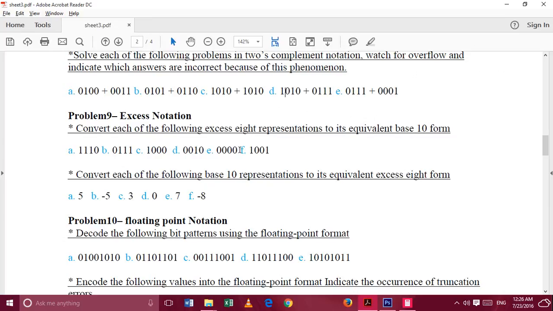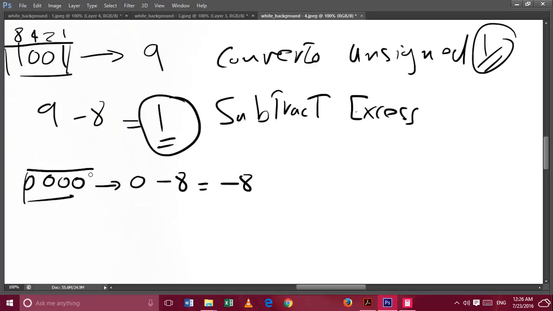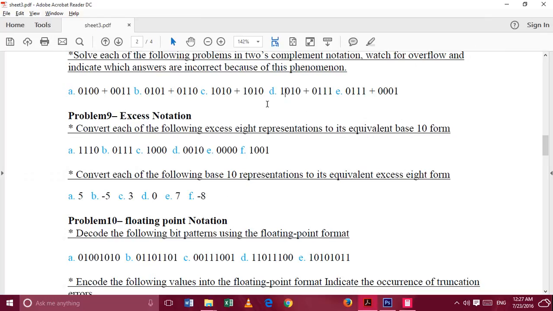What is this number then? This might be a little bit hard. Okay. So excess 8, right? Convert this to unsigned binary, that is 0. Minus excess, -8. So this number here is -8. You get the idea, right?